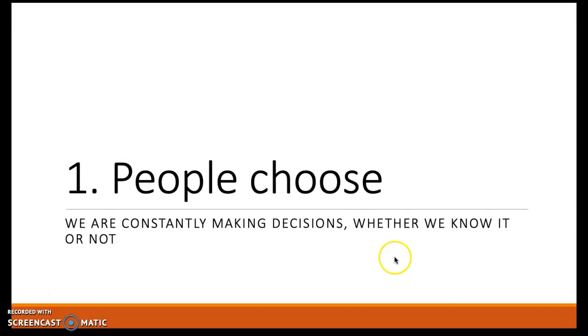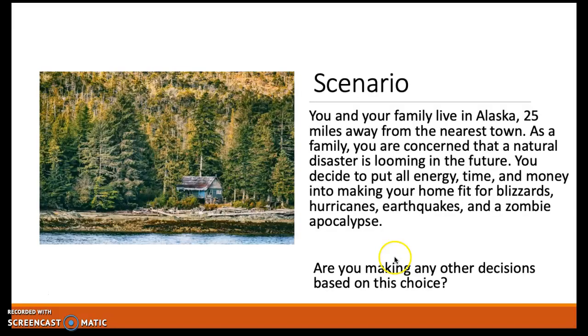So number one, again, people choose. We're constantly making decisions whether we know it or not. Here's a scenario. Let's say you and your family live in Alaska, 25 miles away from the nearest town. As a family, you are concerned that a natural disaster is looming in the future. So you decide to put all of your energy, time, and money into making your home fit for blizzards, hurricanes, earthquakes, and a zombie apocalypse. The choice that your family is making is putting everything you have, all the money, all the time, all the energy into preparing for the end of the world.